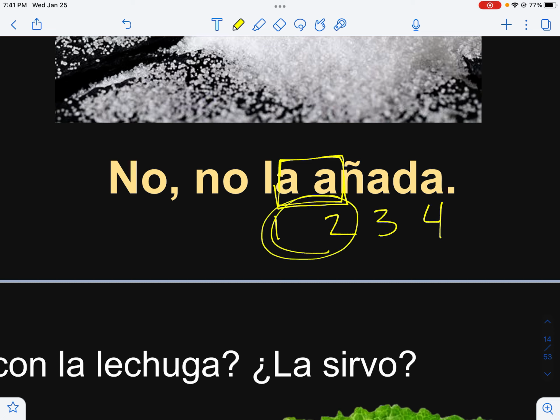Okay. ¿Qué hago con la lechuga? La sirvo. We've got a negative, which means our pronoun is going out in front of our verb. Started with no, la. Again, look at these yo verbs. These are all yo verbs provided for you. How nice is that? So from our yo, you just have to switch your ending. Sirva. No la sirva. Great.